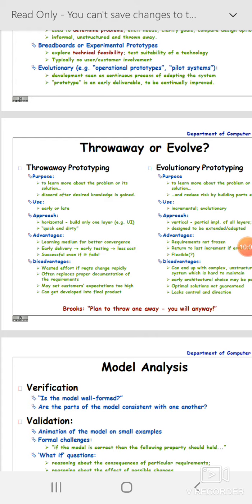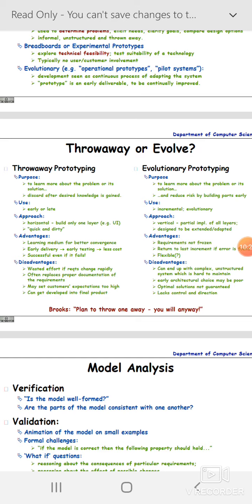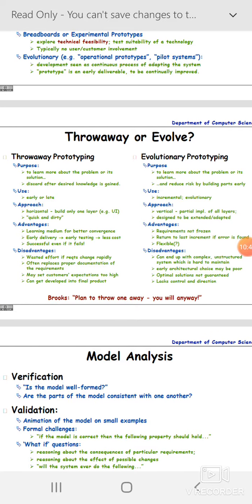The comparison between the two prototypes is done on the basis of purpose, use, approach, advantages and disadvantages. If we talk about throwaway prototyping, the purpose is to learn more about the problems or its solutions. And in evolutionary prototyping, the purpose is also to learn more about the problems or its solutions. The second one is discard. In throwaway prototyping, discard after desired knowledge is gained, and reduce risk by building part early. This is in evolutionary prototype. So this is the purpose.